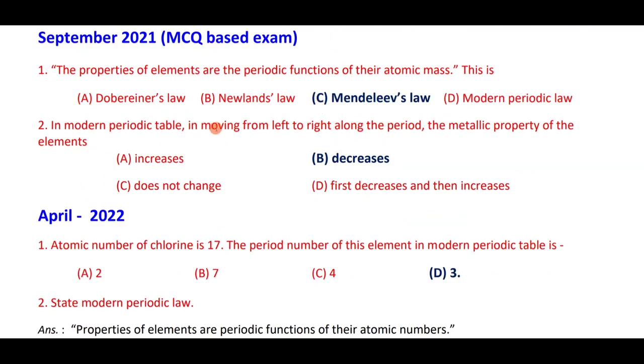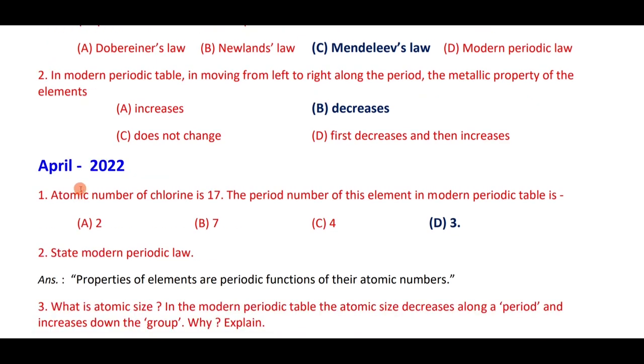In the modern periodic table, in moving from left to right along a period, the metallic property of the element decreases. When you move from left to right in a period, the non-metallic property increases whereas the metallic property decreases.